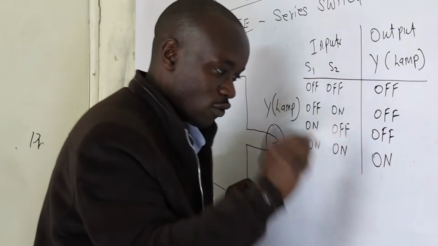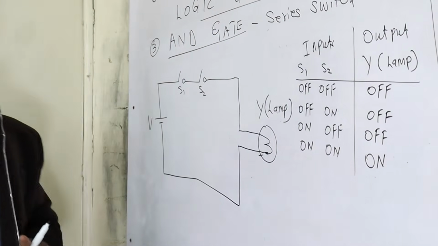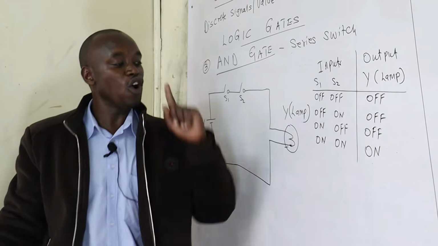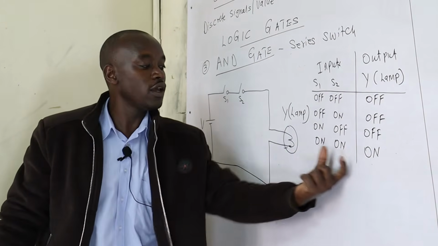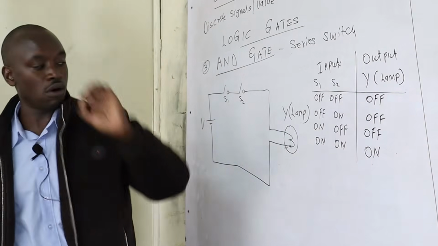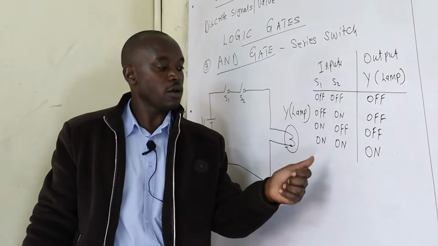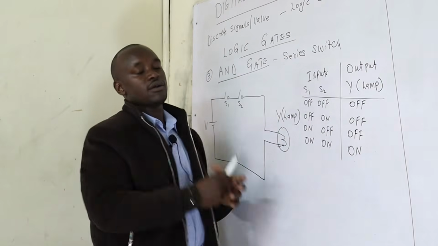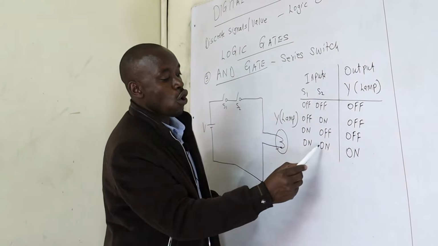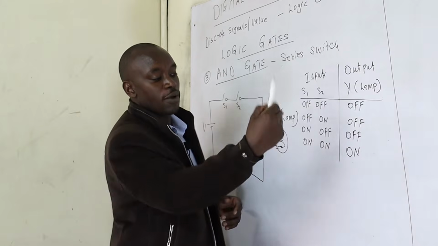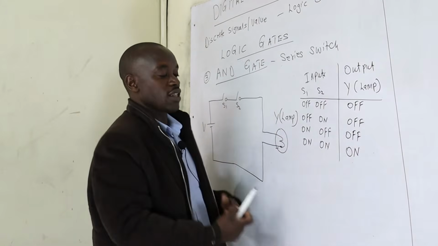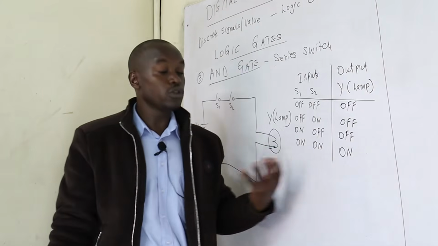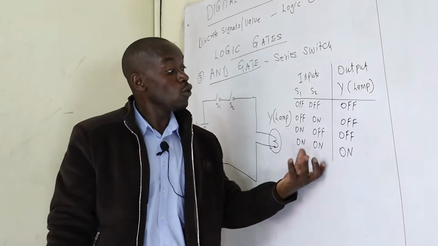Now, it implies that in an AND gate, the output or the lamp will be on only and only when all the inputs are on or are present. So this gate will be on only when all inputs are present, or in the circuit, when no input has a malfunction. So it will work.